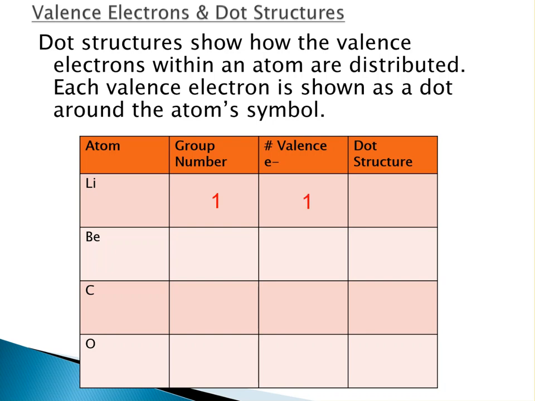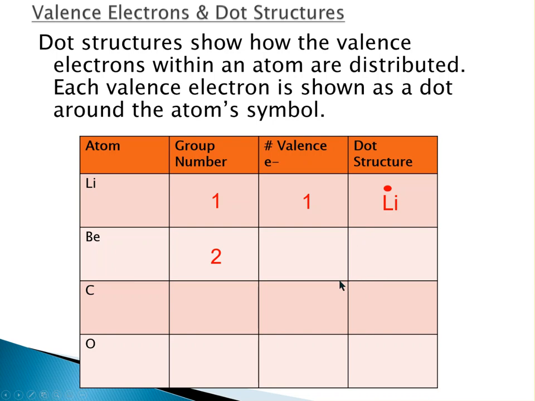So if we look at lithium, we know lithium is in group 1. That means it has 1 valence electron. To do the dot structure, we draw the symbol for lithium and put a single dot around it, showing that there is 1 valence electron. Now, when we're distributing electrons, it's always good to pretend like our symbol is in a box and distribute 1 electron at a time before we start pairing them up. So we're basically going to be following Hund's rule here when we do this.